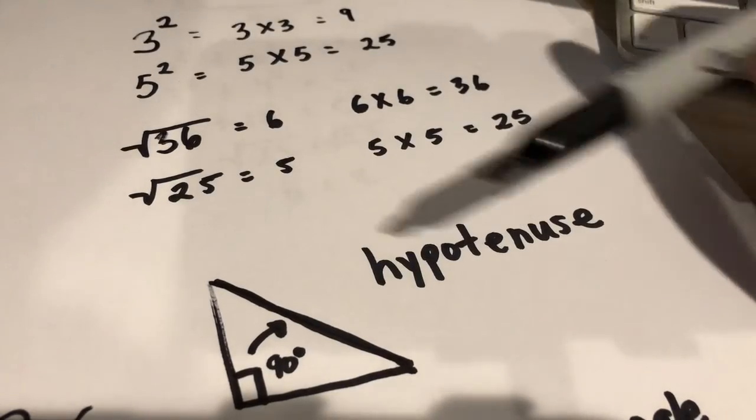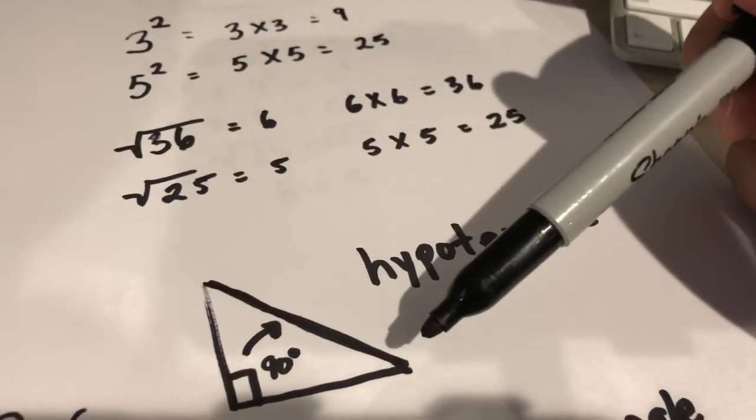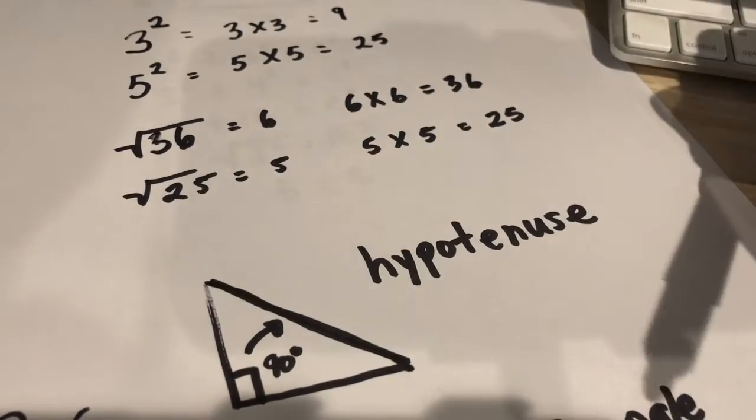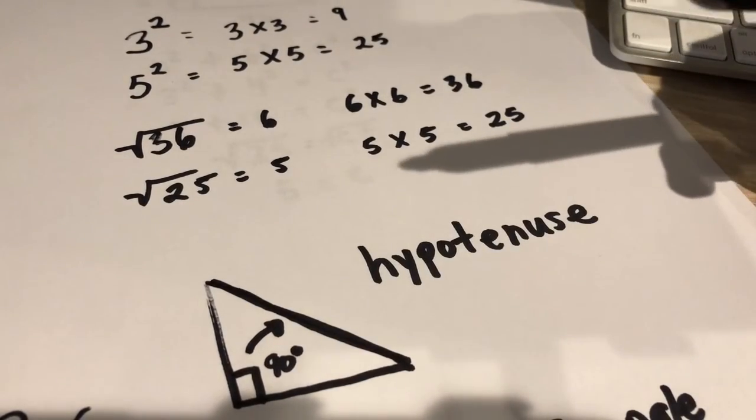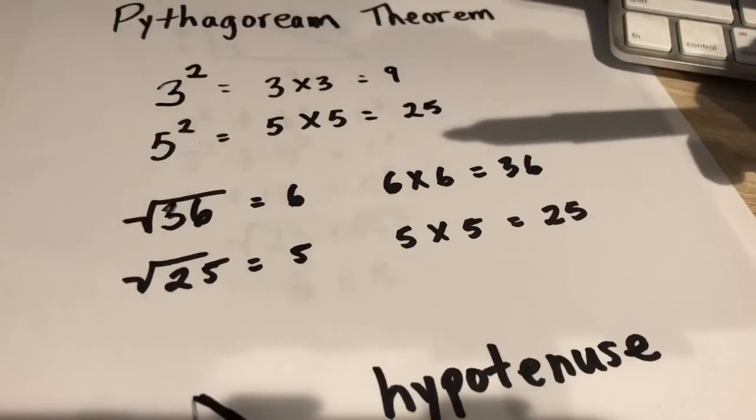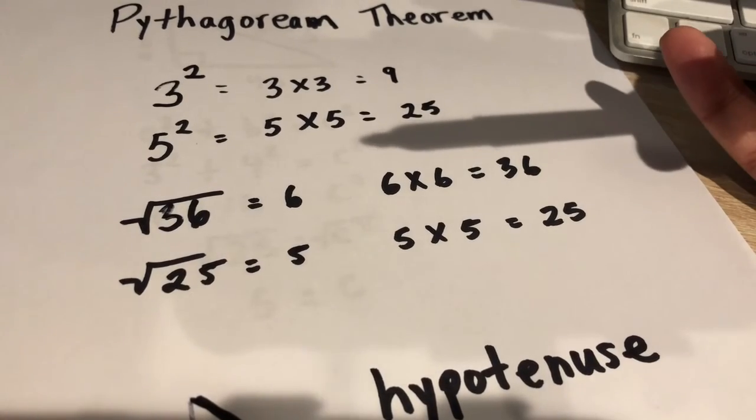So what is the hypotenuse? It is the longest side of a triangle opposite of 90 degrees. So again, if it helps you, watch this video a couple times. Hopefully it works out for you.